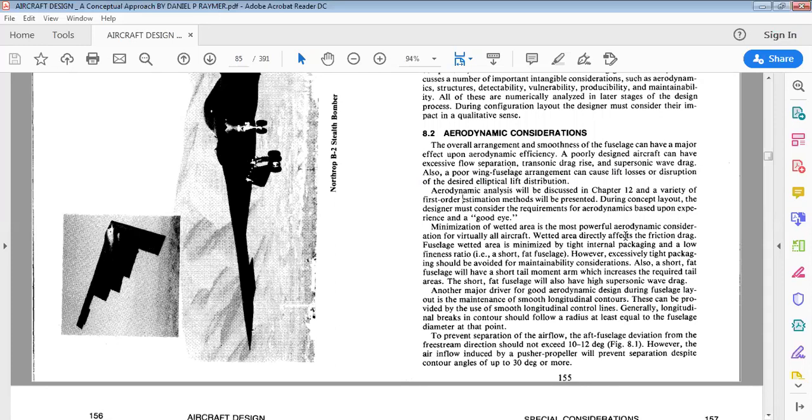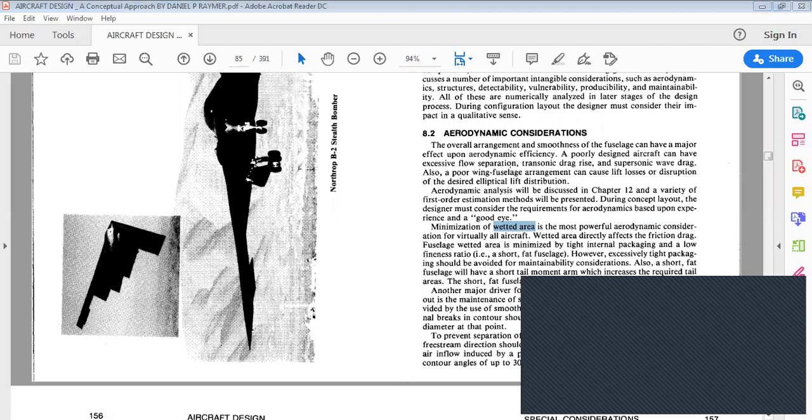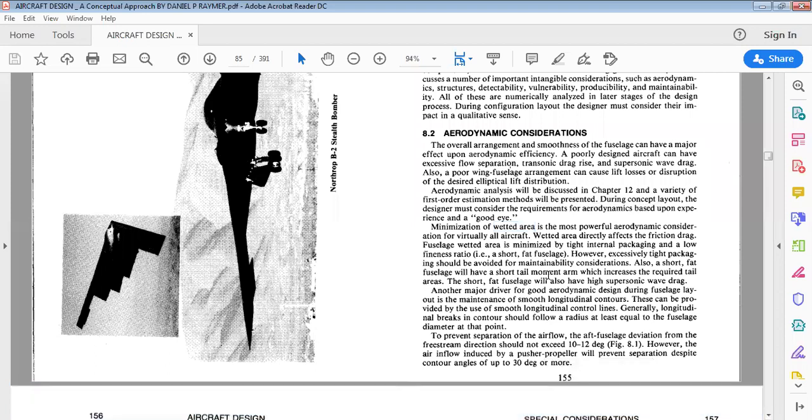So here again we are speaking about wetted area, the minimization of the wetted area. How much it is exposing, and also how it is affecting. Therefore, S wet and S reference. Wetted surface area is the area which is exposed to air. The minimization of that will be the most powerful aerodynamic consideration for virtually all aircraft. So that is the minimization of the wetted area.